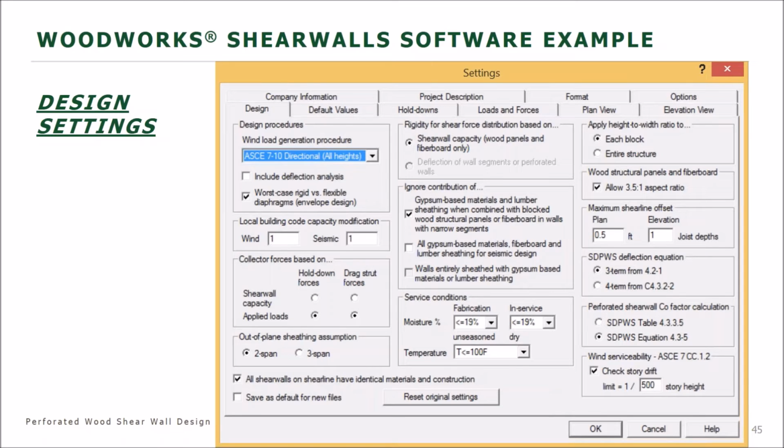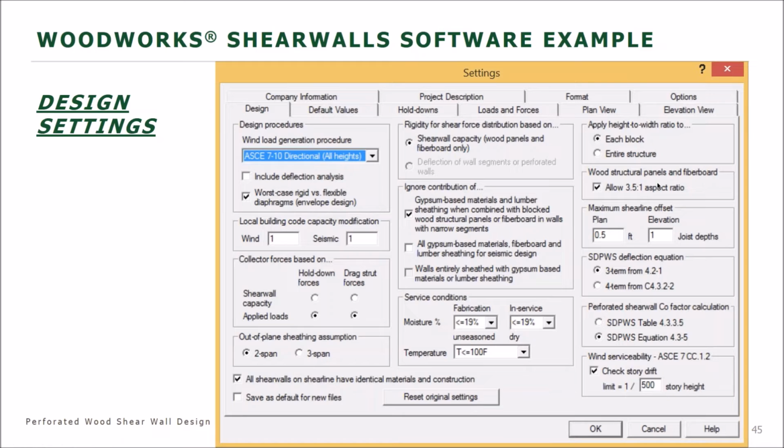And what the software does by default is it performs an envelope design. So it will distribute the loads based on the rigid diaphragm assumption. It will also distribute them based on the flexible assumption. It will take the worst case for each of the different shear walls for each of those different loading and rigid flexible assumptions. As well, if we look down a little bit further, the hold down forces and the drag strut forces can either be based on the applied loads in the shear walls, or they can be based on the shear wall capacity.